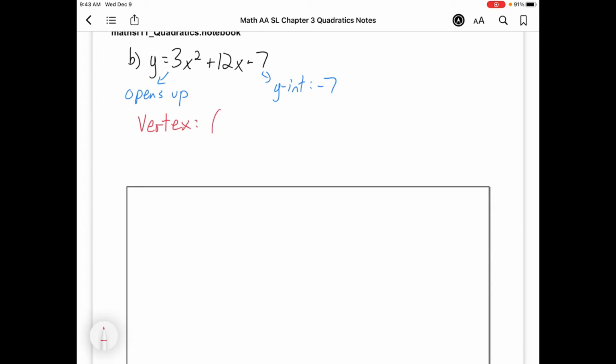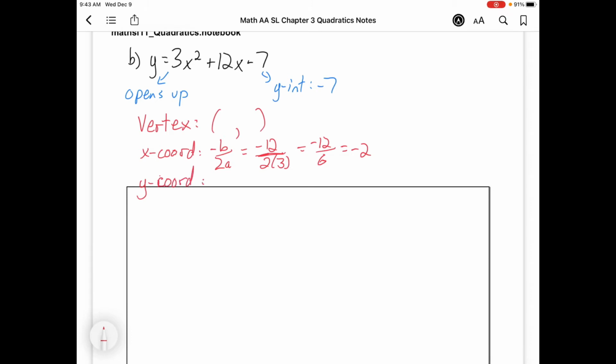It's going to be at some coordinates that we're going to find. And we're going to find the x-coordinate by looking at negative b over 2a. Okay, so that would be negative 12 over 2 times 3. And that gives us negative 12 over 6, or negative 2. Once we know that the x-coordinate is negative 2, we can find the y-coordinate.